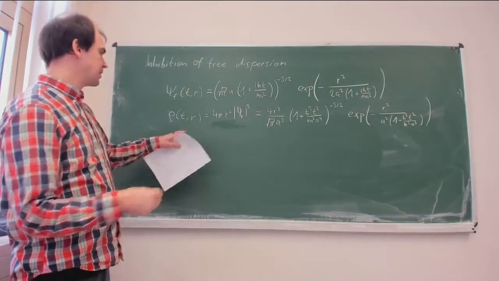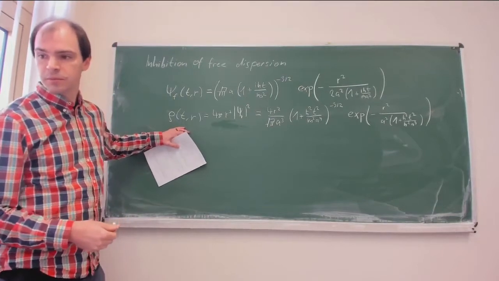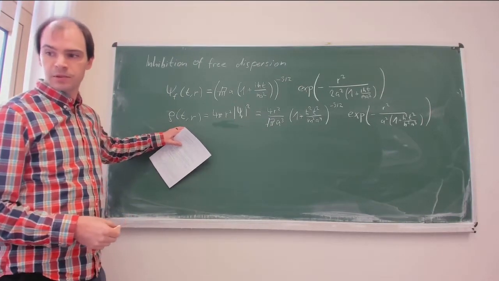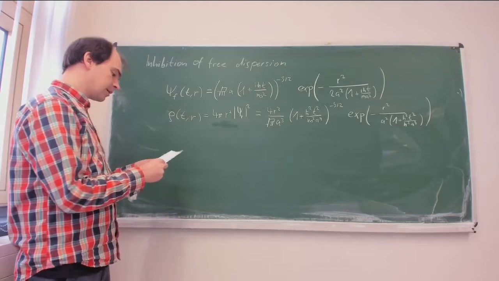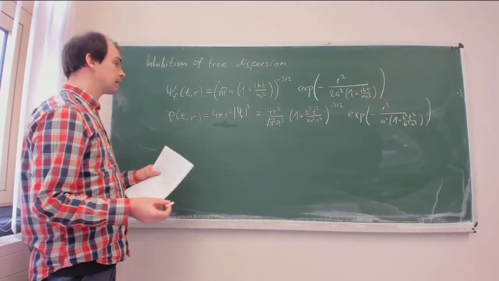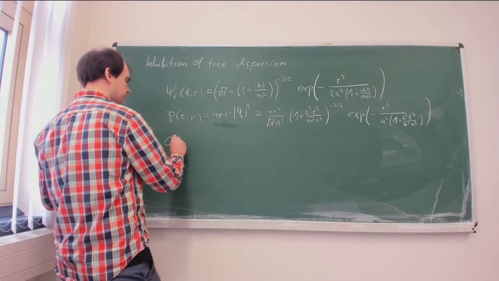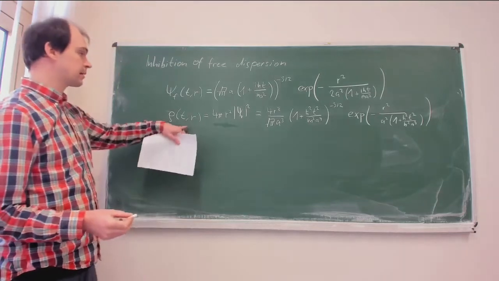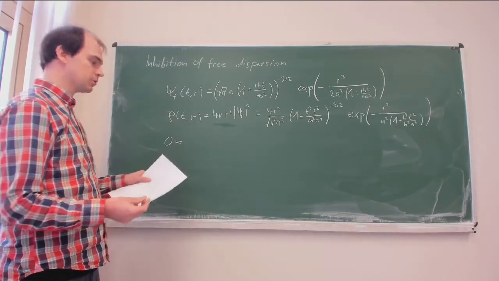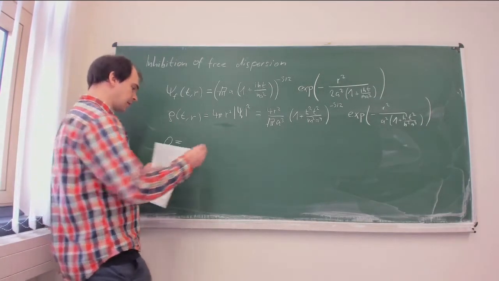And now we can see, okay, where does this radial probability density have its maximum? So at which radius is the particle most likely to be? At which distance from the center?